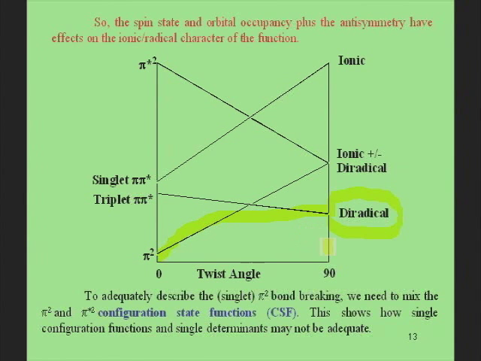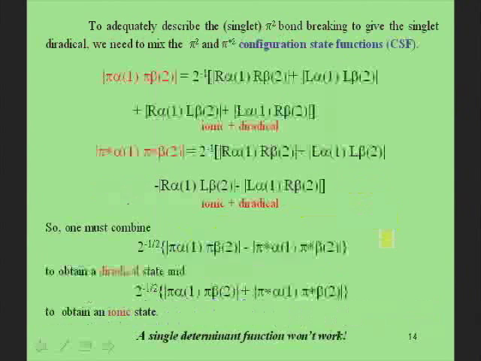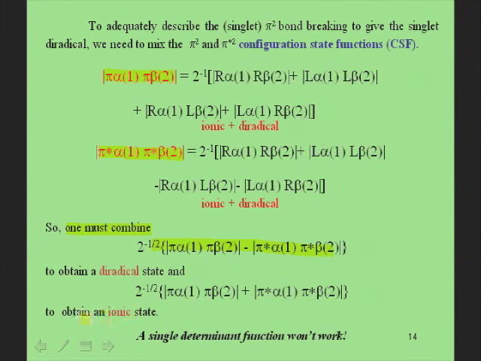So we had the pi squared that was ionic plus diradical, and the pi star squared, ionic minus diradical. At the 90 degree geometry at least, we have to have some way to combine these two determinants so that we can keep just the diradical part or just the ionic part. This is what's called configuration. Configuration means pi squared or pi star squared or pi pi star. This is called configuration interaction.